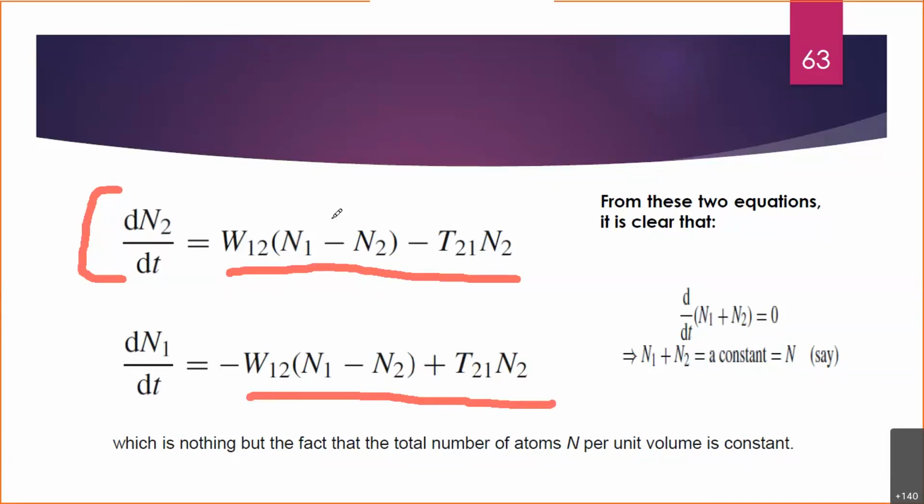So that's how we can write these terms, and these terms are nothing but all three process rates which we discussed in the earlier slide. So you place them one by one depending on which level is gaining and which level is losing, and this comes out to be very simple. Similarly, you can write for dN1 by dt also. So that's how you can write it.